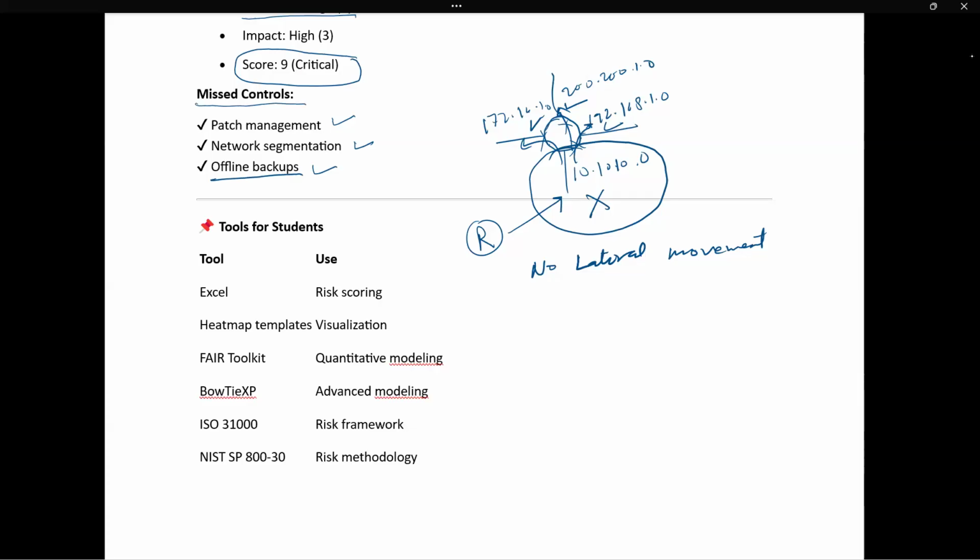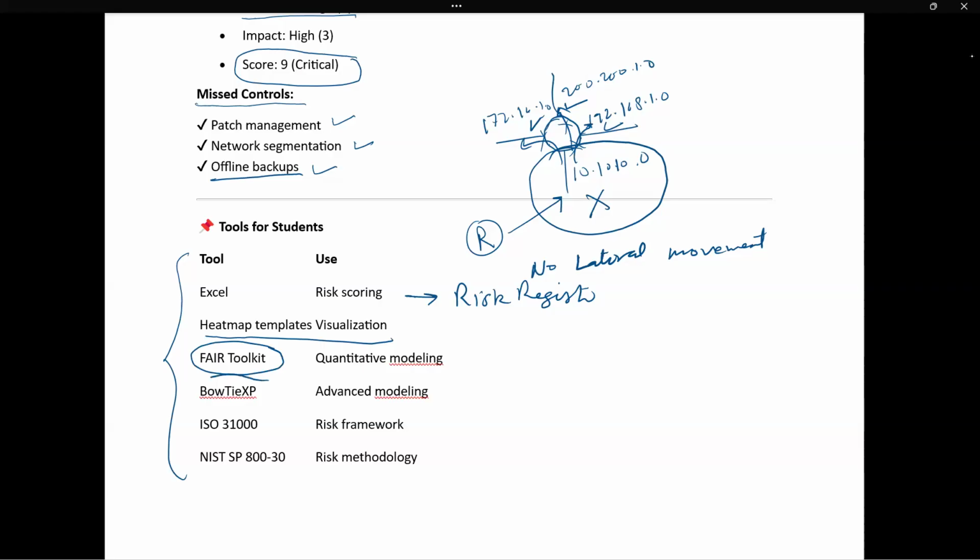Now these are the things we are going to learn in risk management. One is Excel, and we are going to build the risk register. I will give you one exercise. Then heat map. Heat map we just did, right? Similarly, we'll do the FAIR toolkit. FAIR toolkit is another very important quantitative modeling. This I will tell you after we are done with the theory classes.